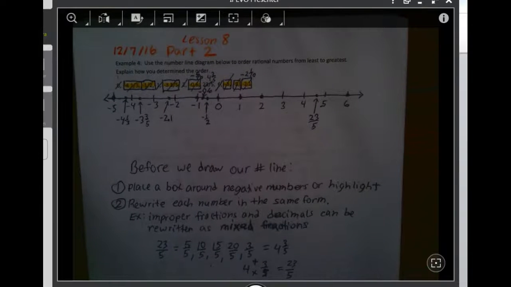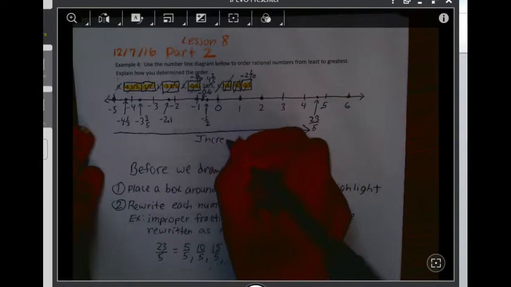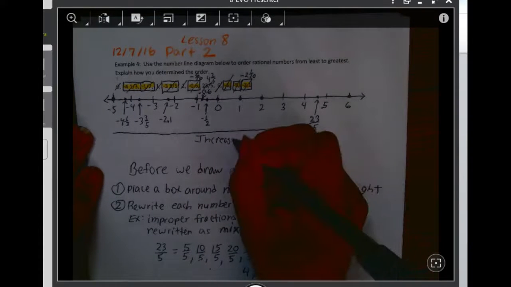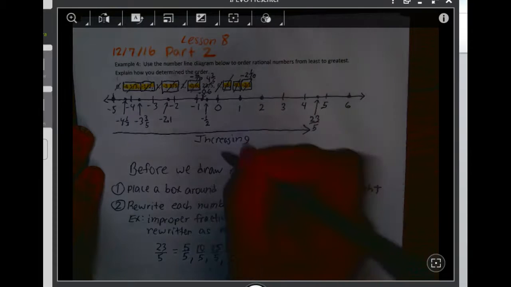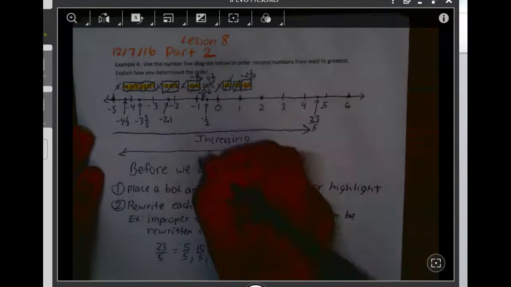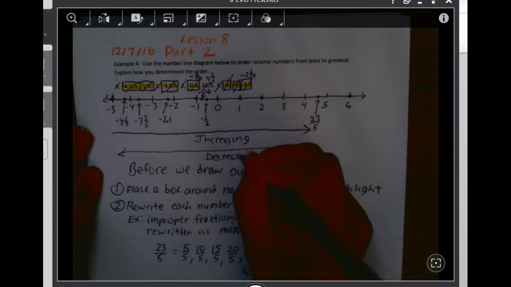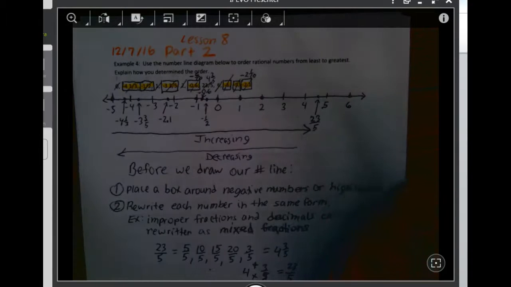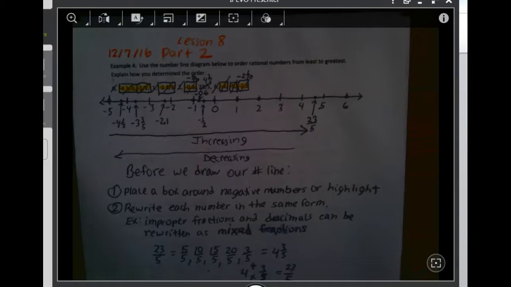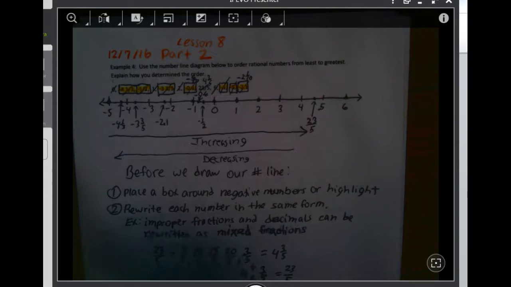Now before we list them, let's just remember numbers increase from left to right. They are increasing. And from right to left, they are decreasing. Alright, so now that we know this, we have everything we need to know to list our numbers. So let's rewrite them from least to greatest.